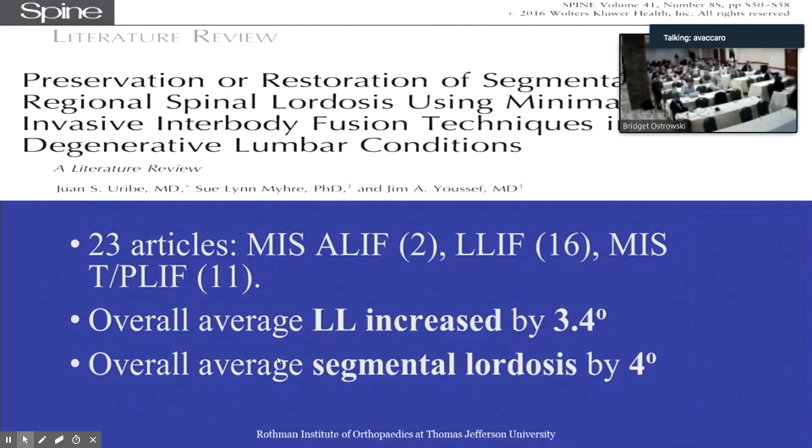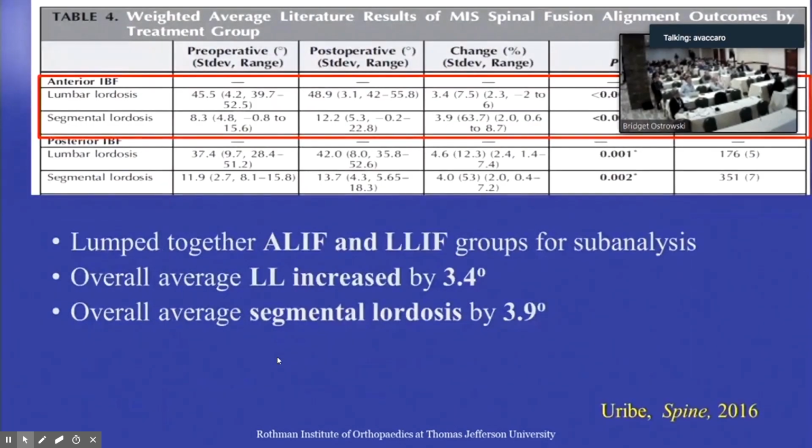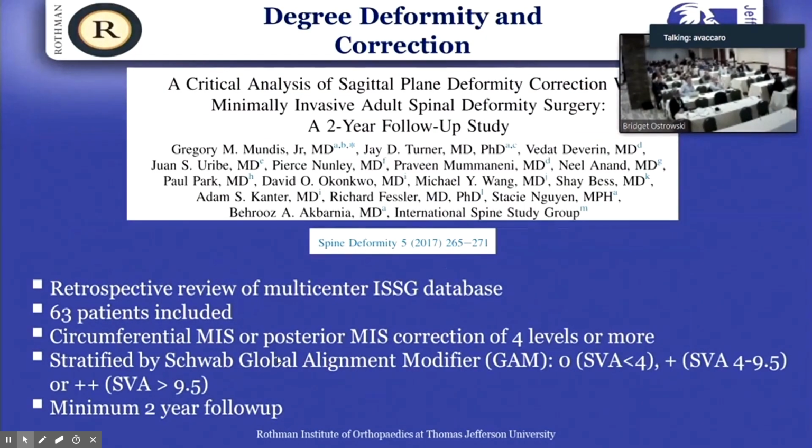How about a meta-analysis of literature? This was a paper by Juan Uribe. He looked at 23 articles, multiple levels fused, and lumbar lordosis only increased by 3.4 degrees using the lateral approach. And if you look at the data carefully, he combined it with anterior interbody fusions. So that's not much at all. So these are long procedures, they're expensive procedures, and I use a lot more equipment when I do a lateral approach than when I do an anterior approach.